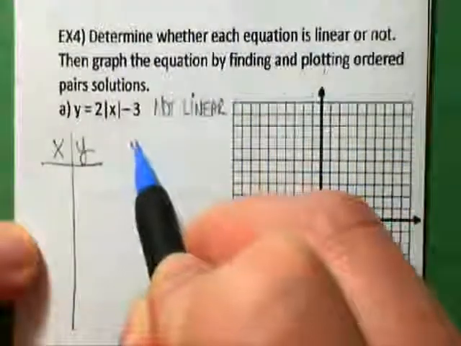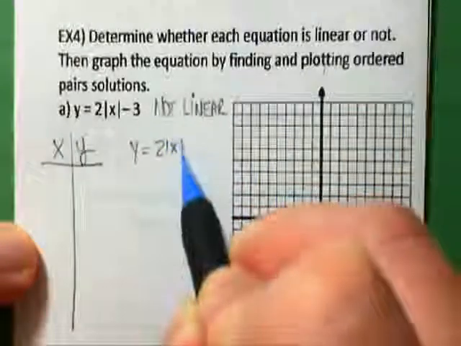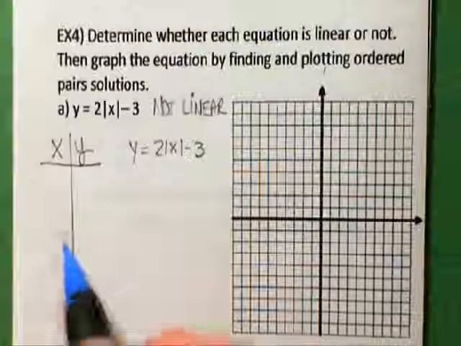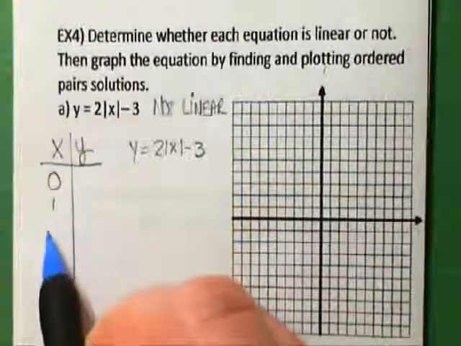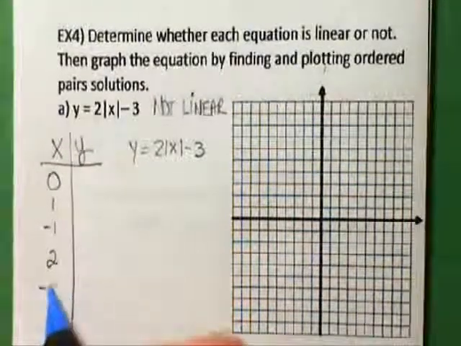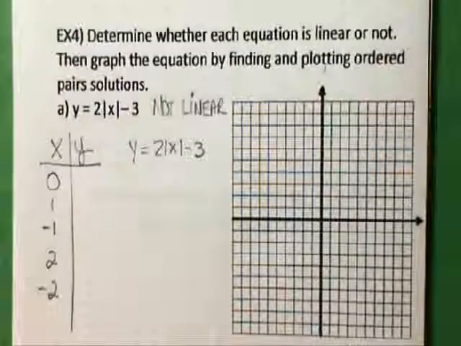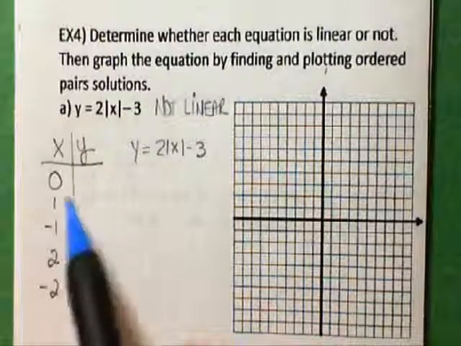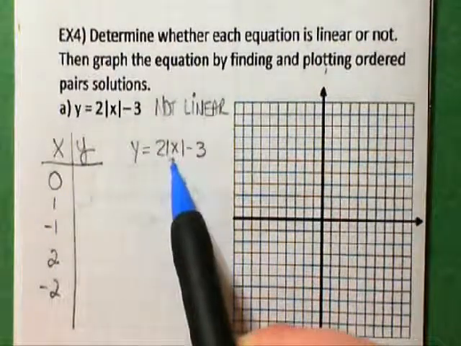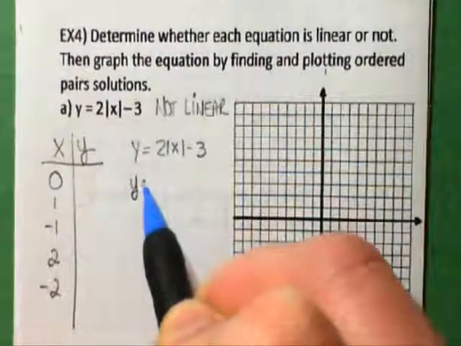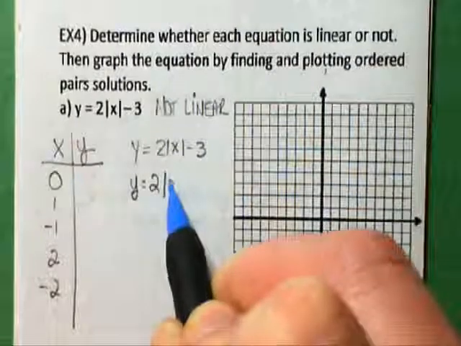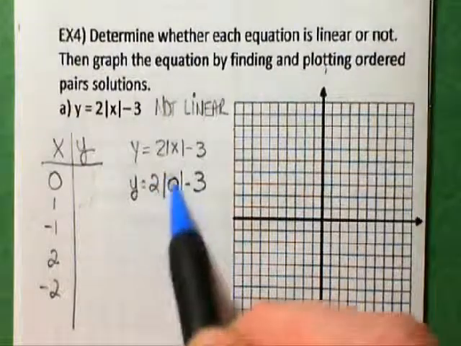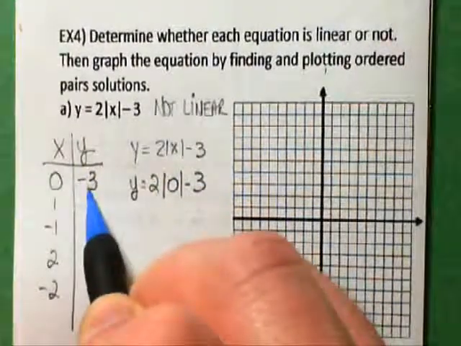So basically, we have the equation, which is y equals 2 absolute value of x minus 3. And then we're going to pick some values for x. I would recommend you pick small numbers such as 0, 1, -1, 2, -2. By picking small numbers, it's going to be easier for you to calculate. So we're going to substitute 0 for x. So 2 absolute value of 0 minus 3. 2 times 0 is 0. 0 minus 3 gives you negative 3.